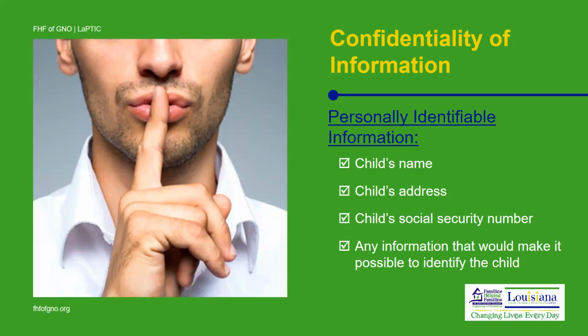Parents have the right to expect the school to protect their child's information. Confidentiality of information includes personal information like your child's name, address, social security number, and other personal characteristics or information that would make it possible to identify your child with reasonable certainty.